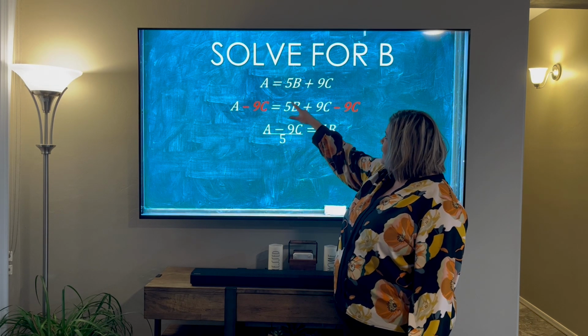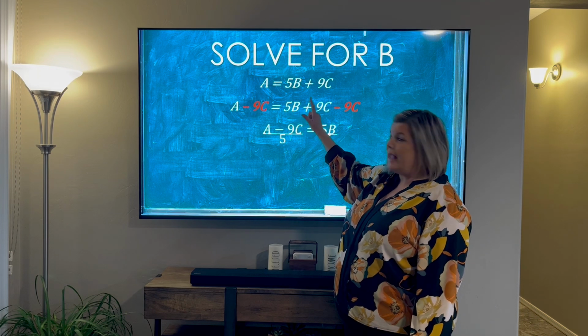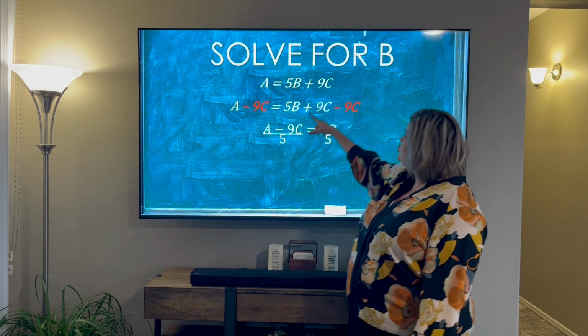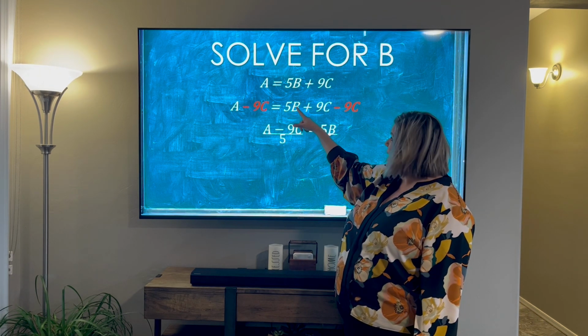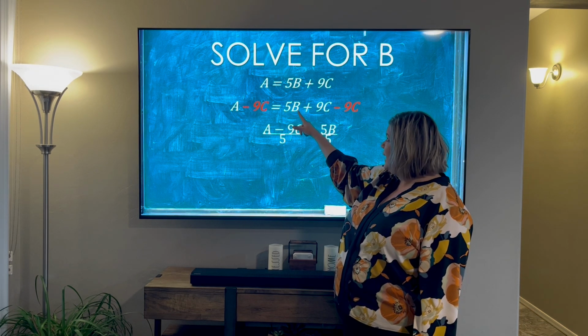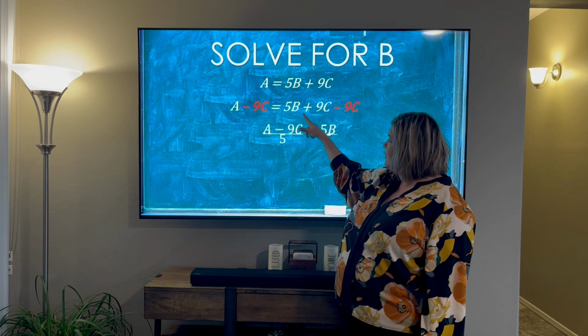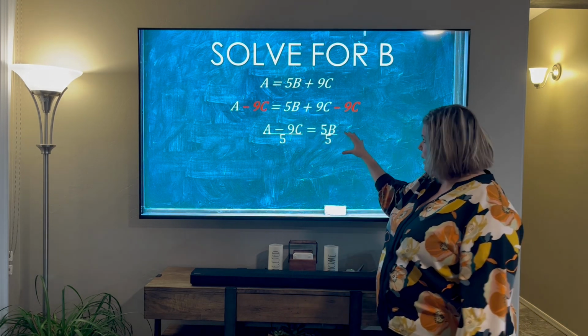Now, looking at the variable, it still has a number in front of it. So we need to solve for just b. This can also be recognized as 5 times b. The opposite of multiplication is division, as seen here. So we would ultimately divide both sides by 5.